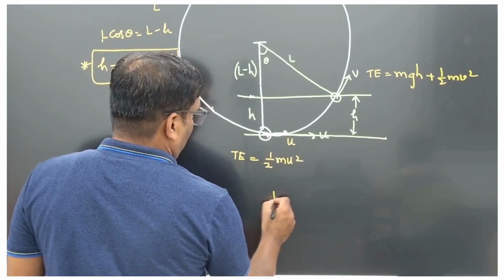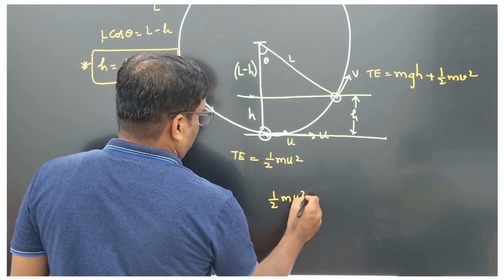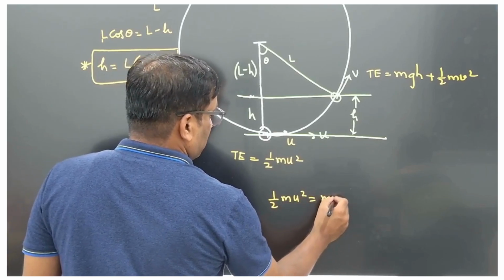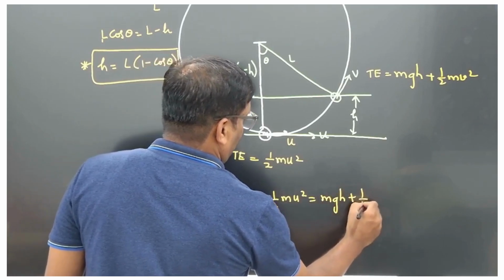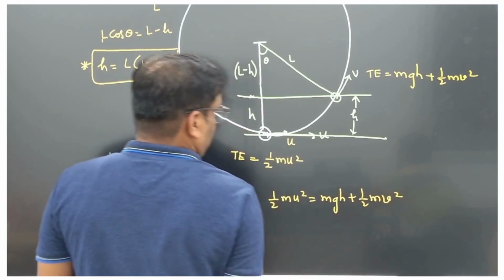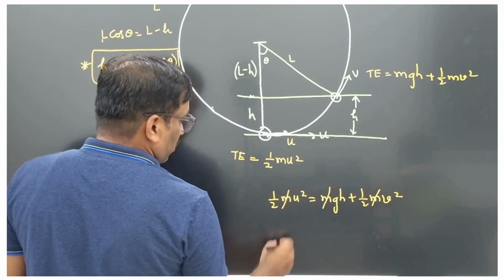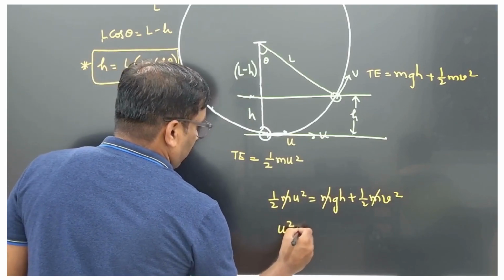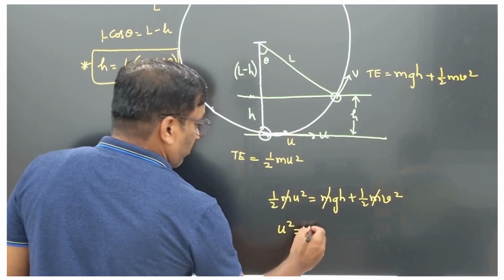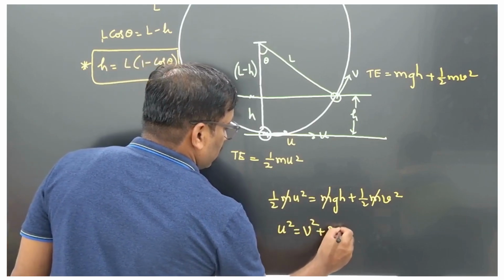So half m u square is equal to mgh plus half m v square. Here m cancels, and multiplying by 2, we get u square is equal to v square plus 2gh.